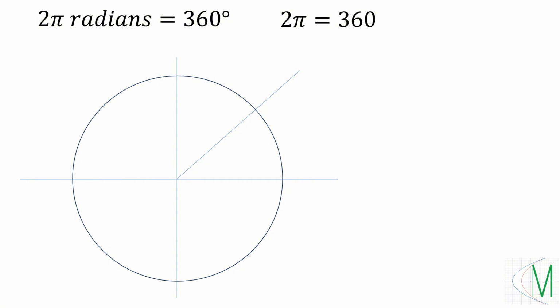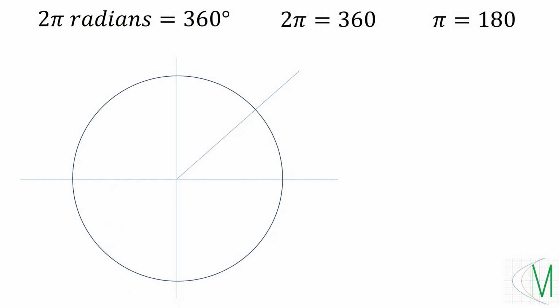Which means if I divide both sides by 2, that means that pi radians is the same as 180 degrees. Okay, now I did that just because I wanted to get pi by itself. I wanted to get pi to be kind of the smallest unit. And the reason I did that is because that's going to help us out here when we do conversion.